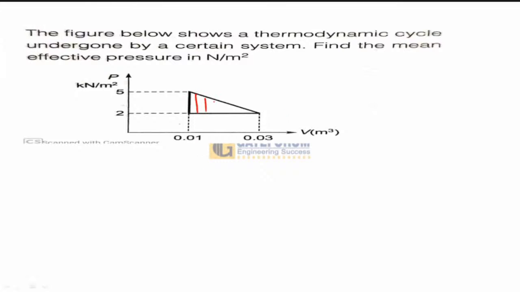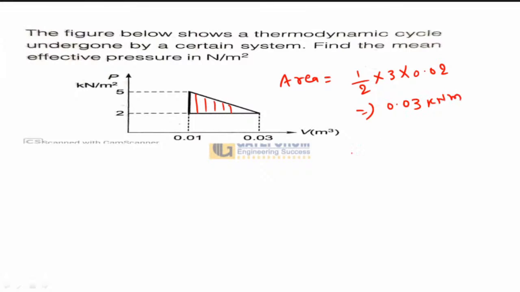This area, how can you calculate? This is a triangle. Hopefully you can calculate very easily. So what will be the area? Half, and the difference is this one, so you can write 3. And what is their difference? 0.02. If you solve, then I think you will get 0.03 kilo Newton meter.